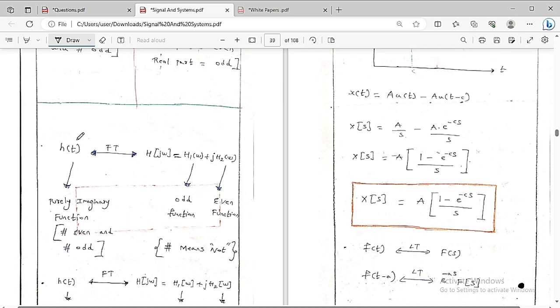But in the question, this one they are asking, right? What do they ask? The real part is odd, they have given, and the imaginary part they have given even. So definitely what is h of t? h of t is a purely imaginary function. It's a purely imaginary function and is neither an even signal nor an odd signal.